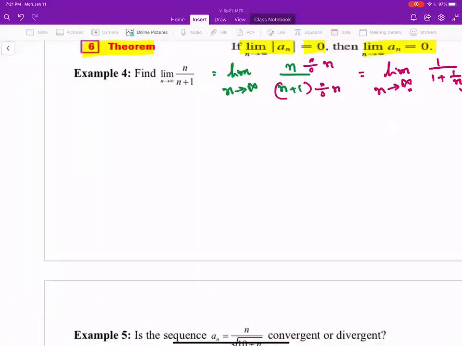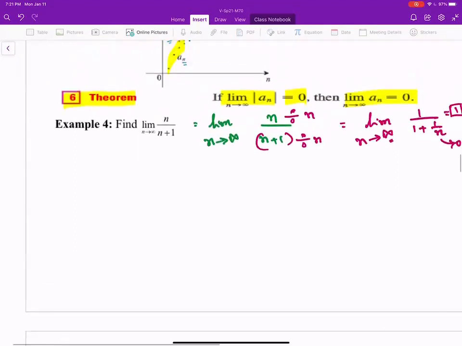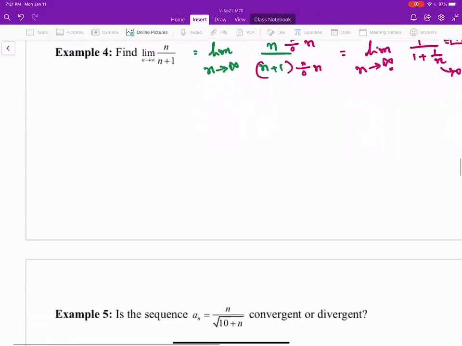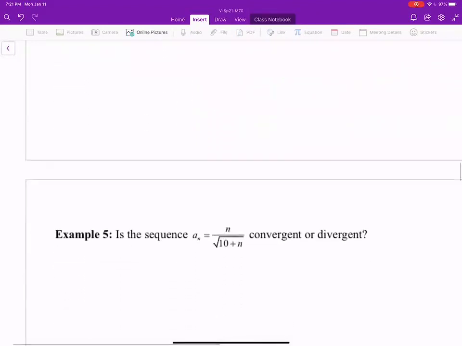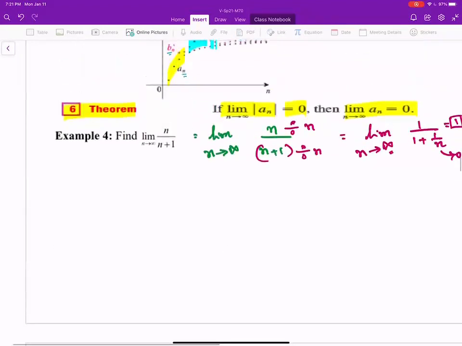Welcome back, everyone. This is the continuation of section 11.1, part C, sequences. We were seeing some examples of sequences and finding the limits and determining whether the sequence is convergent or divergent.